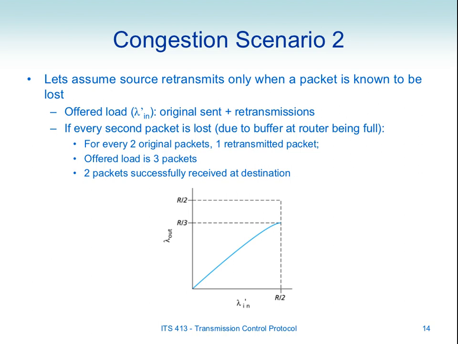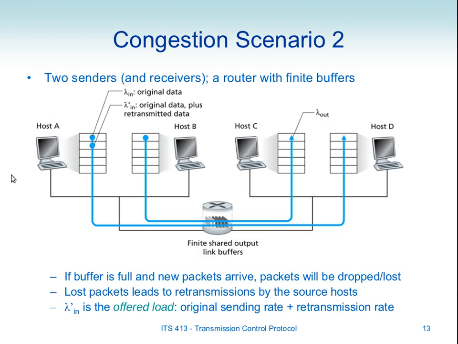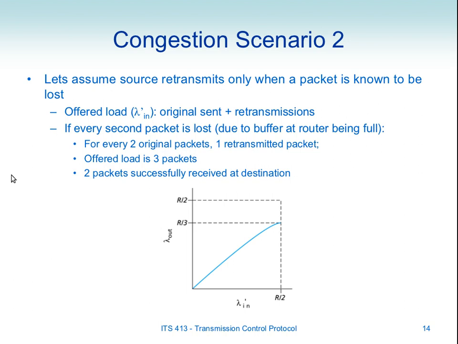Therefore, as our offered load increases, we're not going to get the half of the R like we saw in this case. We're not going to get to the R on 2 here. Once we get to this sending rate, it's going to be less than that R on 2. In this example, R on 3. That is 2/3 of R on 2.